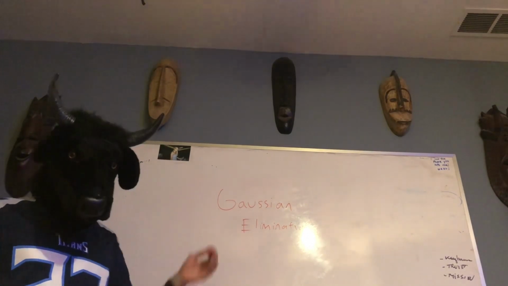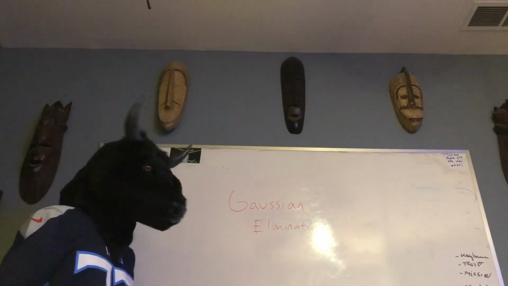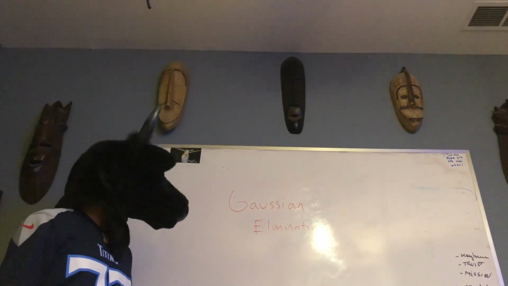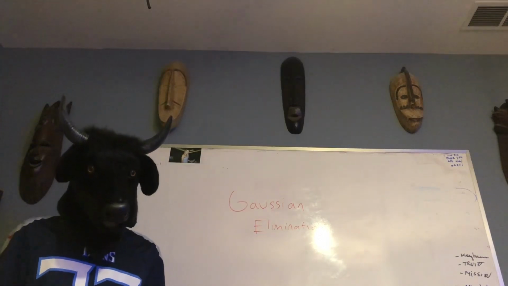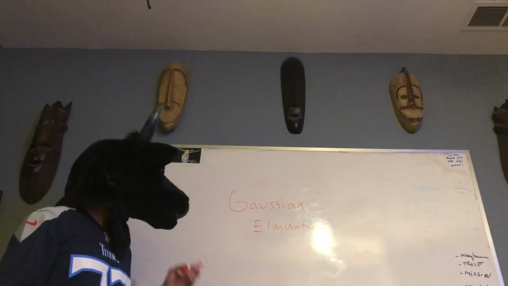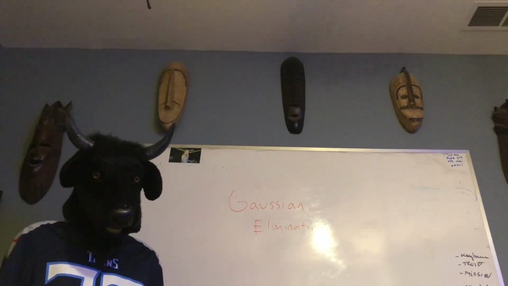Gaussian elimination. So, what is Gaussian elimination? Gaussian elimination is just a way to solve a system of equations. You already know probably about substitution and elimination. Well, Gaussian elimination just draws upon both of those to solve a system of equations.